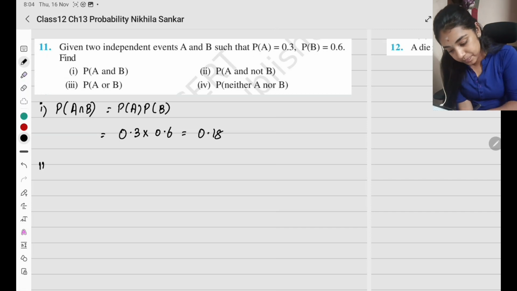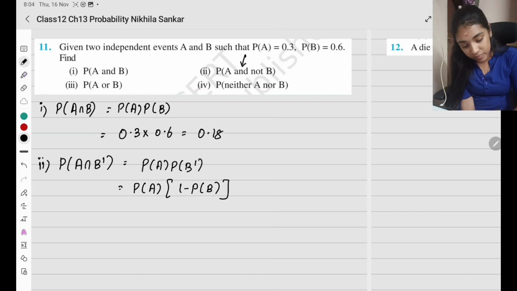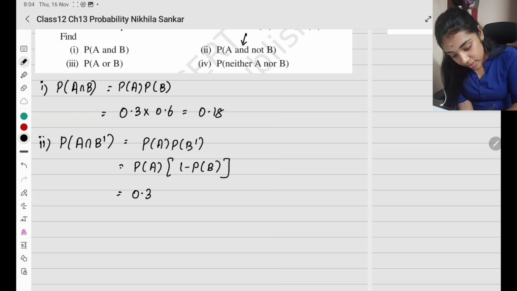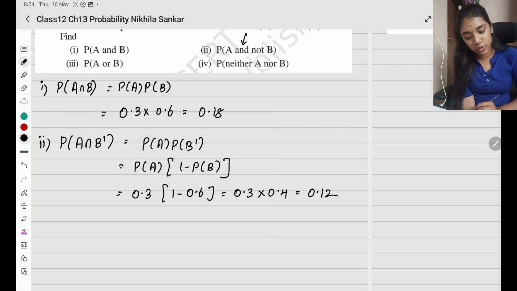Okay. Second, probability of A and not B. This is going to be probability of A times probability of not B, which is again probability of A times 1 minus probability of B. So this is going to be 0.3 times 1 minus 0.6, which is 0.4. So this is going to be 0.12.